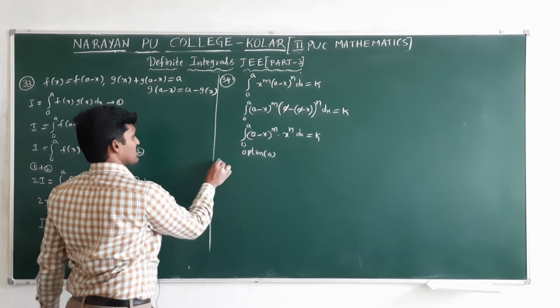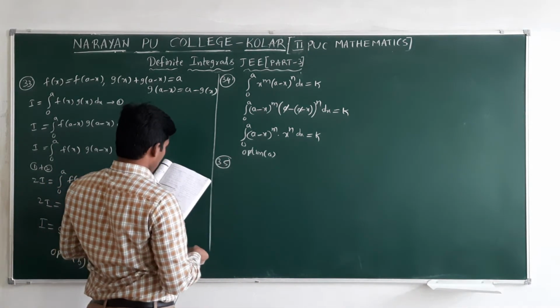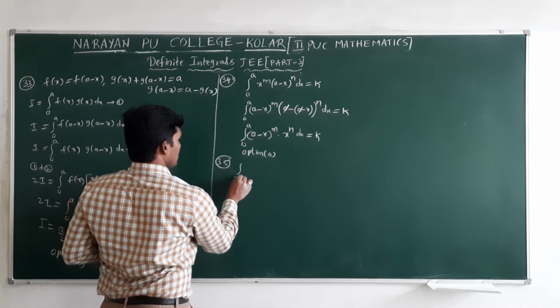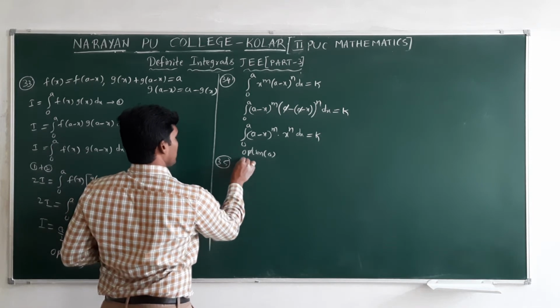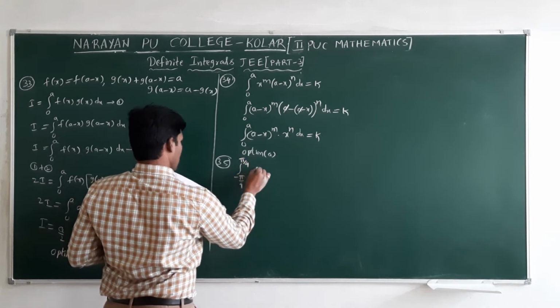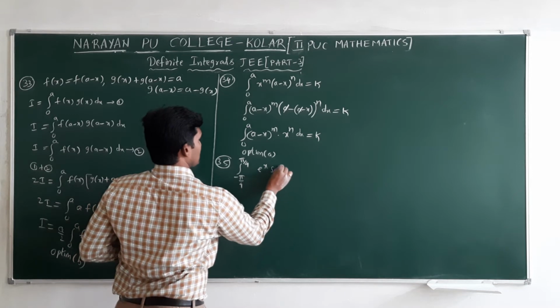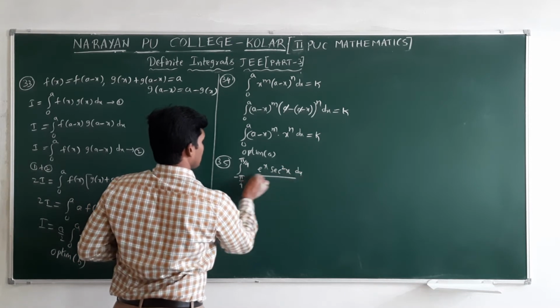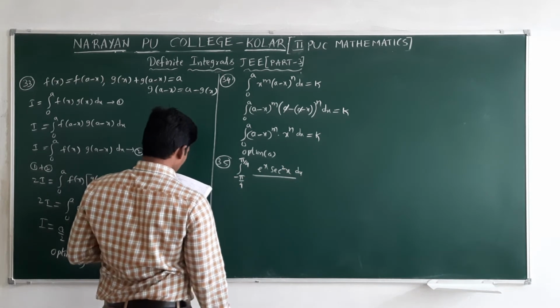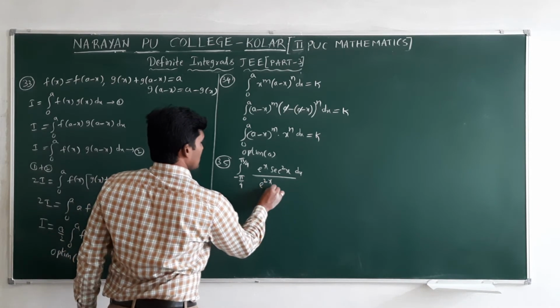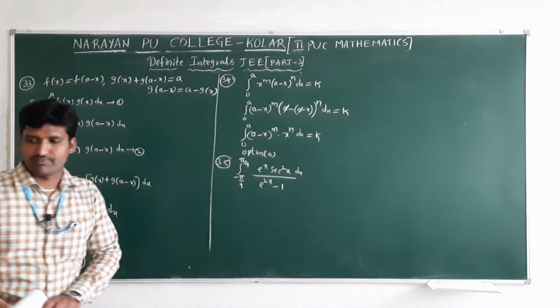Next, question number 35. Given integral from −π/4 to π/4 of e^x sec²x dx divided by e^(2x) − 1.